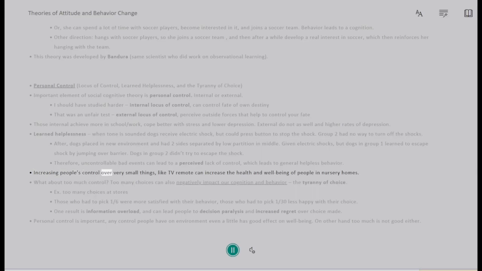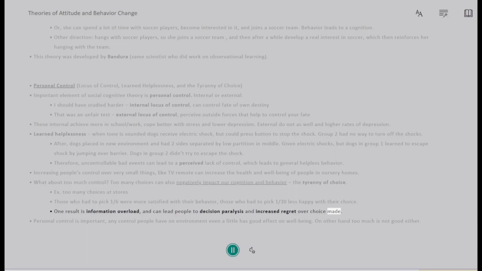Increasing people's control over very small things, like a TV remote, can increase the health and well-being of people in nursing homes. What about too much control? Too many choices can also negatively impact our cognition and behavior, the tyranny of choice. Too many choices at stores. Those who had to pick 1 of 6 were more satisfied with their choice, while those who had to pick 1 of 30 were less happy with their choice. One result is information overload, which can lead to decision paralysis and increased regret over the choice made.